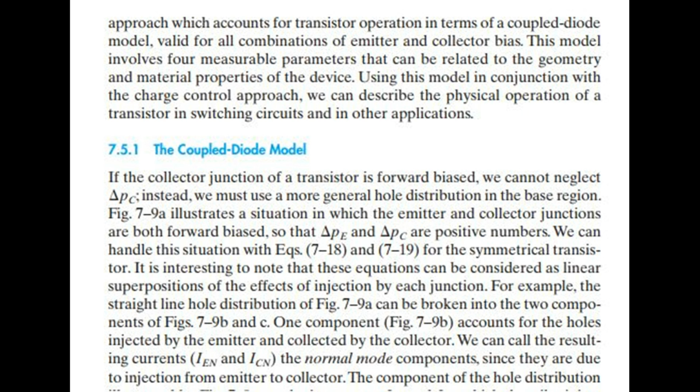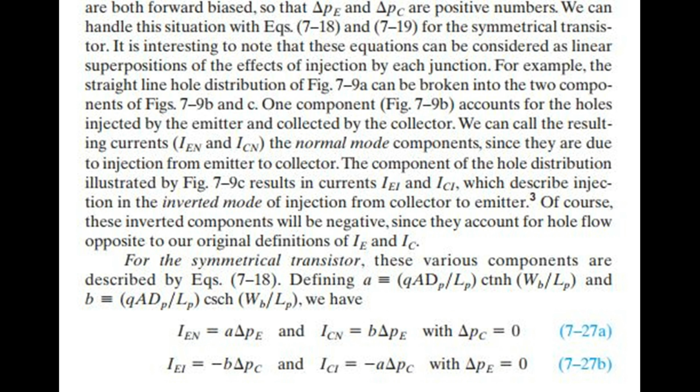injected by the emitter and collected by the collector. We can call the resulting currents, net emitter current and net collector current, the normal mode components, since they are due to injection from emitter to collector. The component of the whole distribution illustrated by Fig 7.9c results in currents IEI and ICI, which describe injection in the inverted mode of injection from collector to emitter.